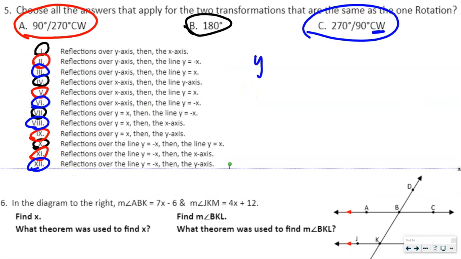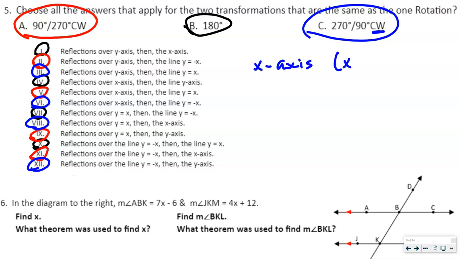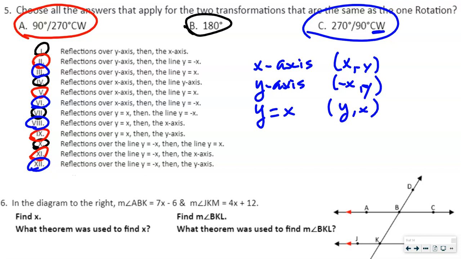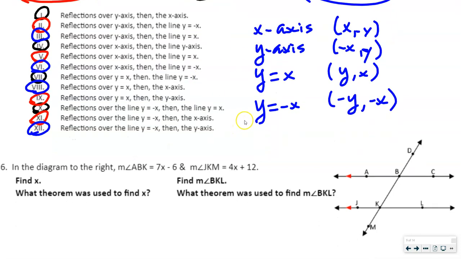So what is the reflection over the y-axis? Actually, let's do it this way. What is the rule for the reflection over the x-axis? It is x comma negative y, right? What is the y-axis? That one is negative x comma y. And then a reflection over y equals x, you just flip them, right? So it's going to be y comma x, whereas a reflection over y equals negative x is going to be negative y comma negative x. And you can do this with a point and then just check it, okay?